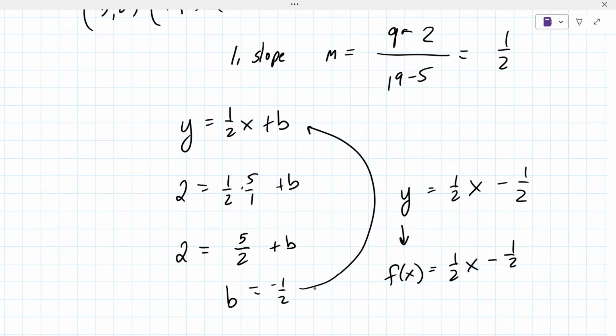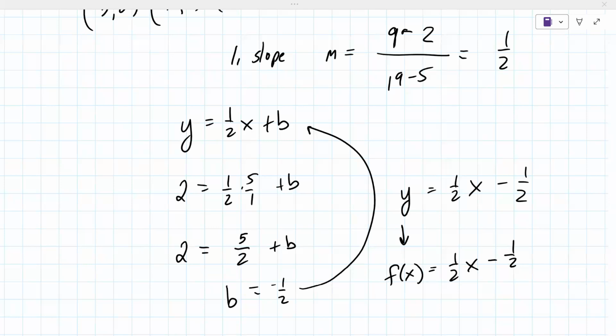So, full equation is y equals 1/2 x minus 1/2. But you have to change it to f of x. So f of x equals 1/2. Yes. Okay, got it. -1/2. Any questions on that? No, I think that whole setup makes sense.